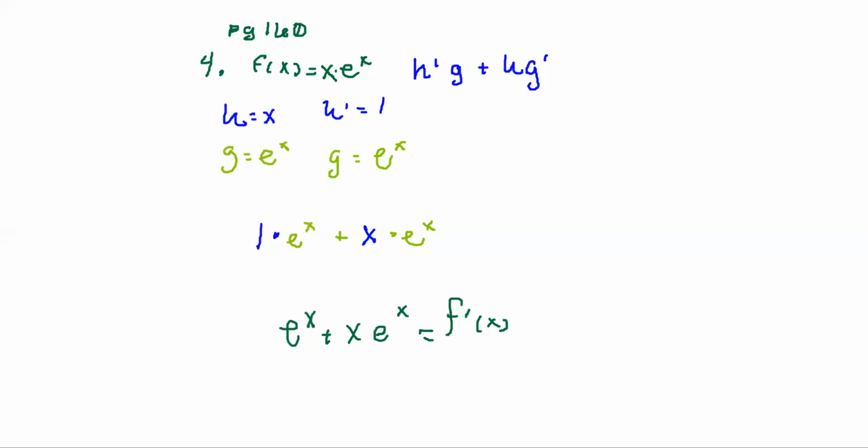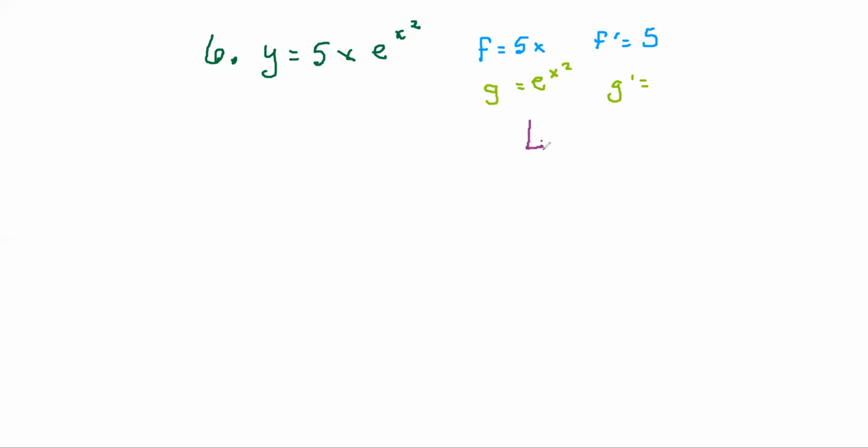Now let's do number 6. So this is going to be y is equal to 5x e to the x squared. Okay, so this is the chapter with the product rule, so we're just going to start using the product rule. We're going to say f is equal to 5x, f prime is equal to 5. Then we're going to say g is equal to e x squared, g prime is equal to, and we hit a roadblock. Because we can't just easily look at this and say, oh, what is the answer to this problem? What we need to do is then use the chain rule to find g prime.